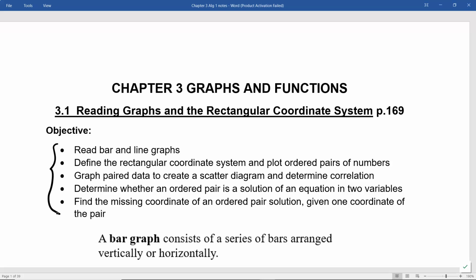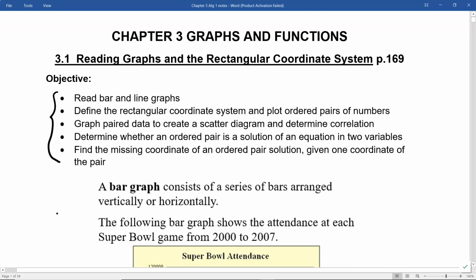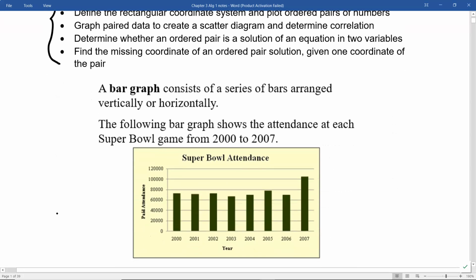This is so that we can use data points to create ordered pairs that we're able to chart onto this coordinate system. And we'll be able to do different things with correlation, as well as finding whether or not ordered pairs are solutions to certain equations or expressions. Okay, so let's just jump into it. So the first thing we're going to talk about is different graphs.